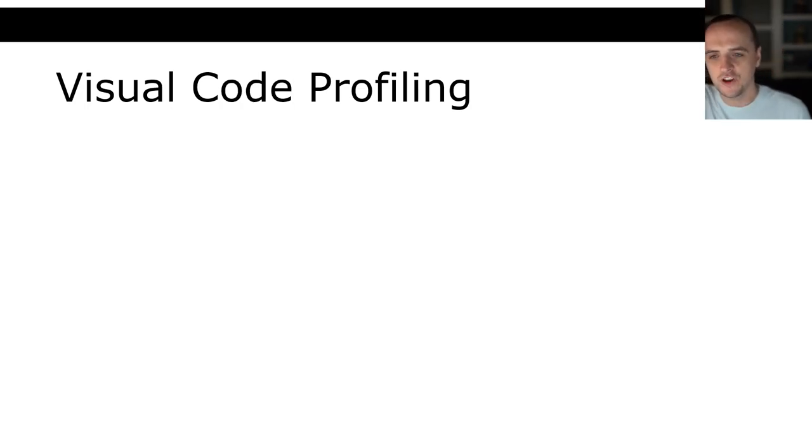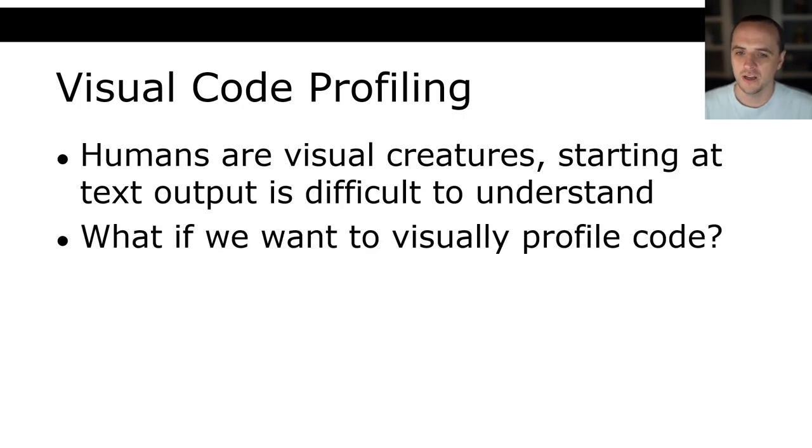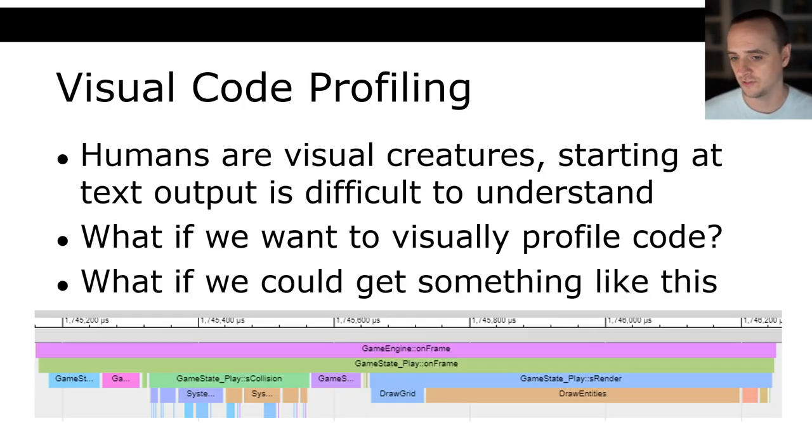So, visual code profiling. We just talked about numerical code profiling. What do I mean by visual profiling? Humans are visual creatures. Staring at text output is difficult to understand. It just is. If you say it's not, trust me, it is. If you can have data presented in text form and data presented in a meaningful visual form, you can far more quickly and more easily process visual data than you can text data. So, what if we want to visually profile our code? What if we could get something like this?